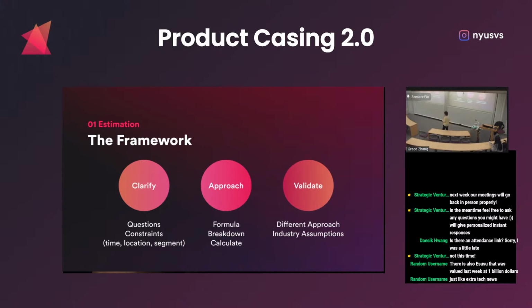if the question given is windows in New York City, what constraints do you have? So you have location, New York City. Segment, I guess windows, but maybe ask what kind of windows we're talking about.